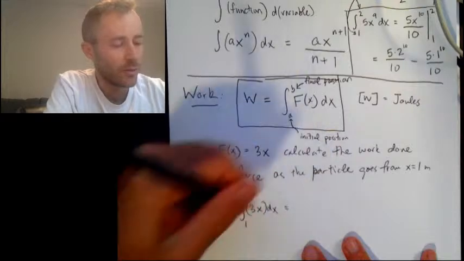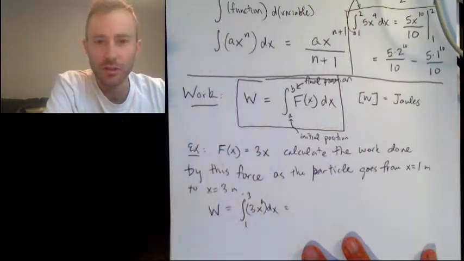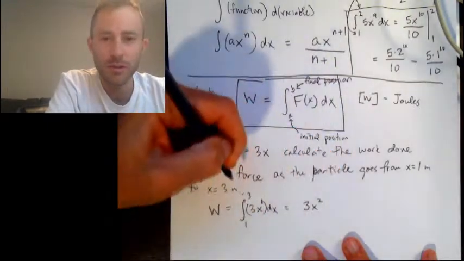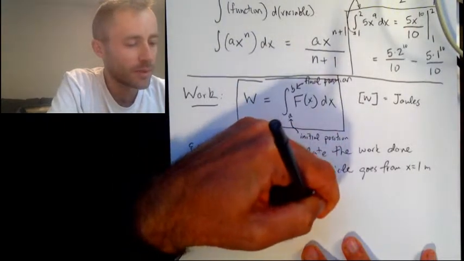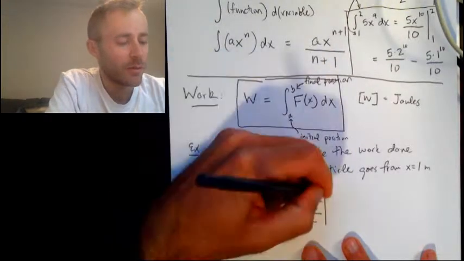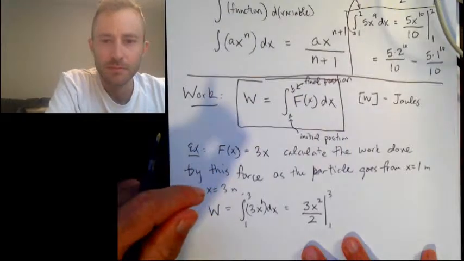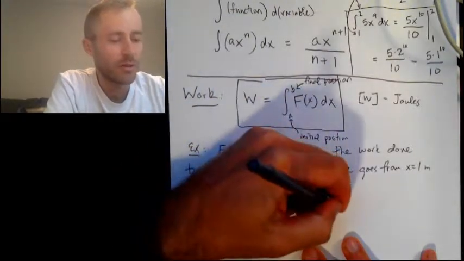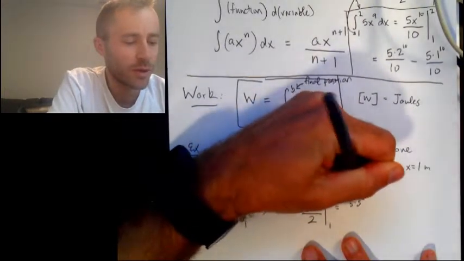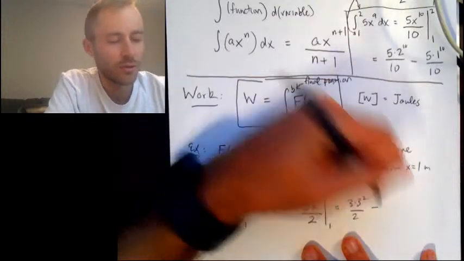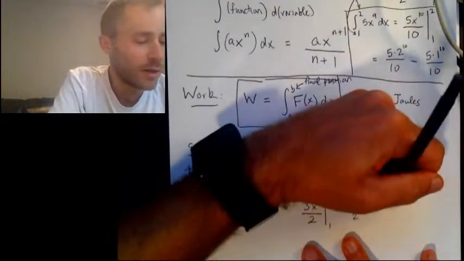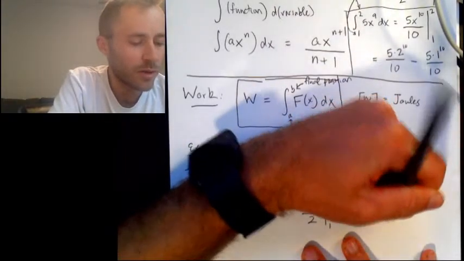x is just x to the 1 power, so we bump up the power by 1, 3x squared, and then we divide by the bumped up power, which is 2. And then we want to evaluate it from 3 to 1. So that means we plug in 3 into this function, so we have 3 times 3 squared over 2. And then we subtract the same function but with the bottom number plugged in. So minus 3 times 1 squared over 2.